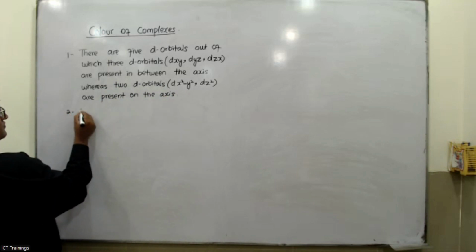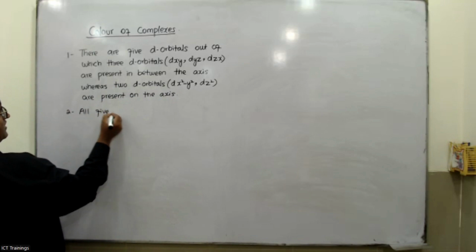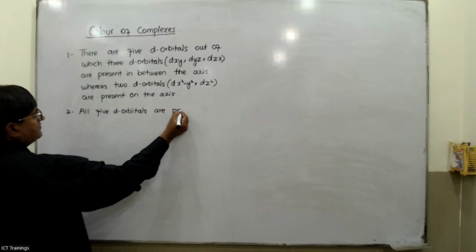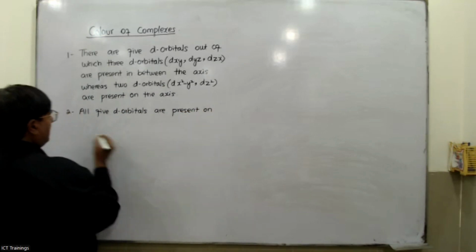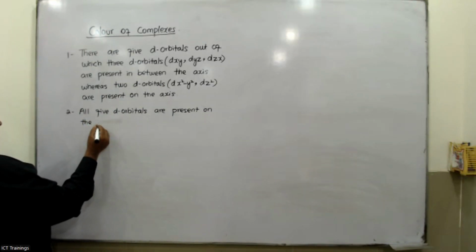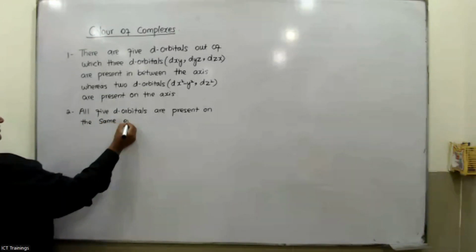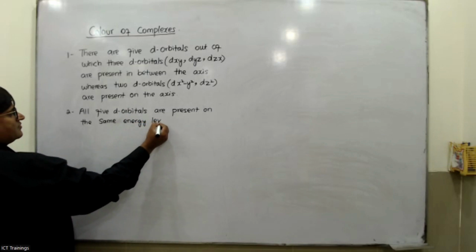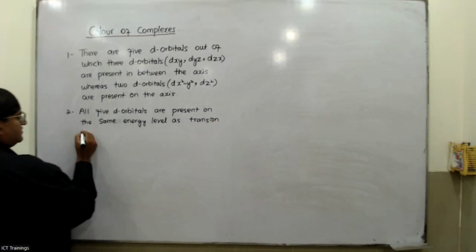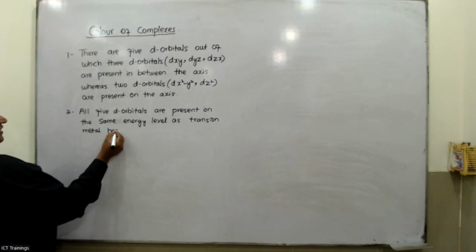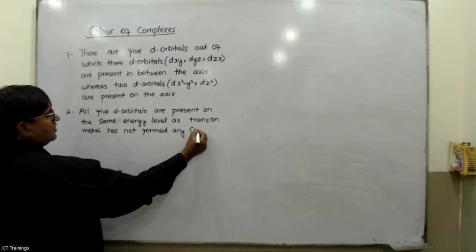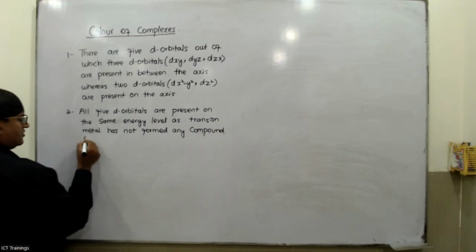The second point: all five d orbitals are present at the same energy level, as the transition metal has not formed any compound or complex.